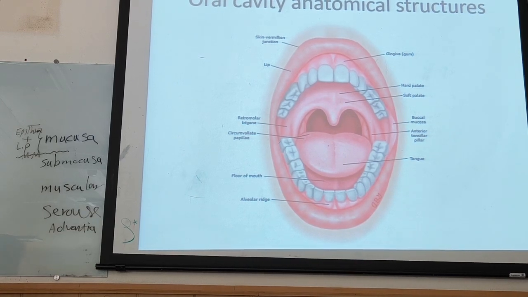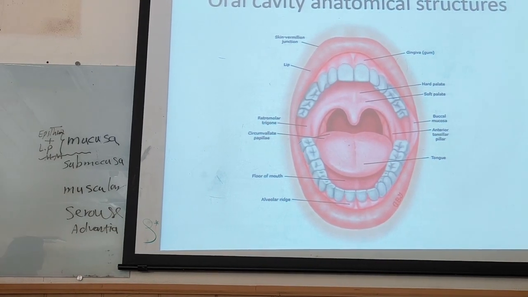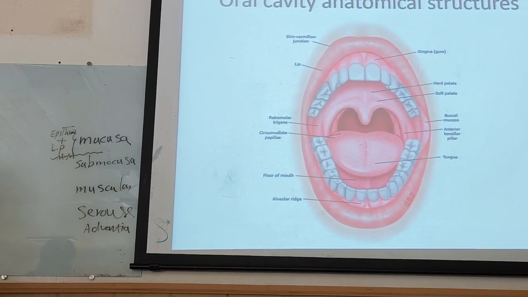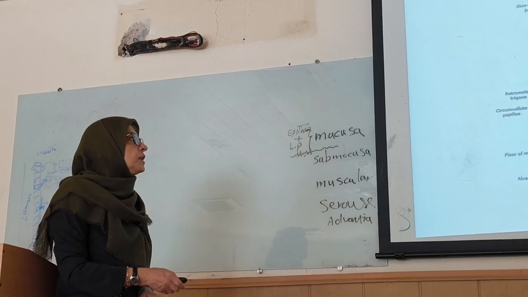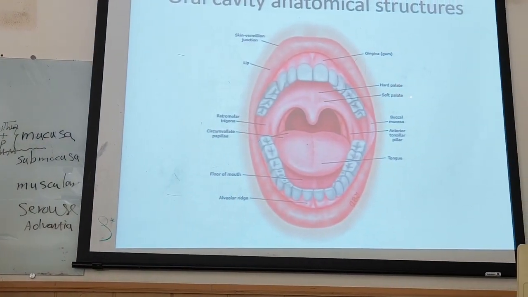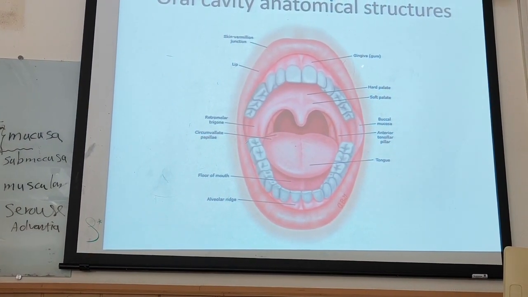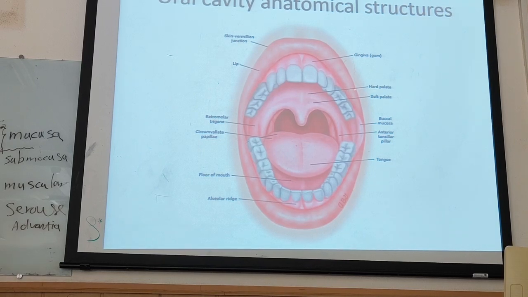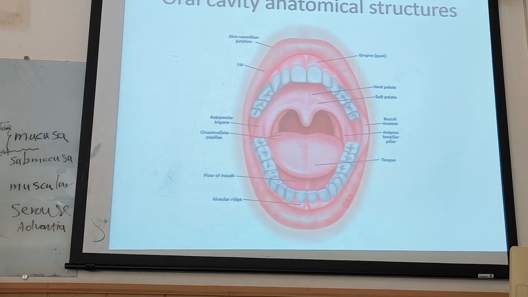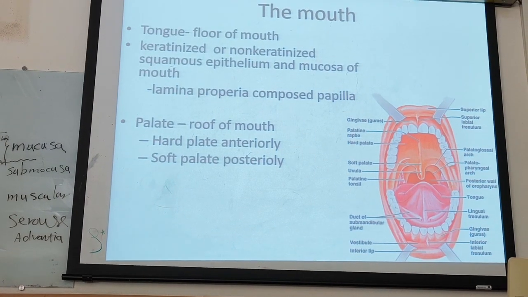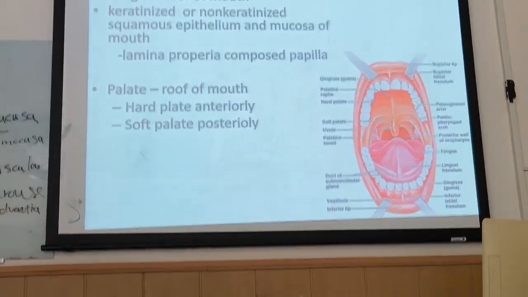And also in the anterior and lateral part, there are the teeth. The superior part, or the roof of the mouth, includes the palate, which is divided based on its structures into hard palate and soft palate. And also there are other anatomical structures that you know from anatomy.